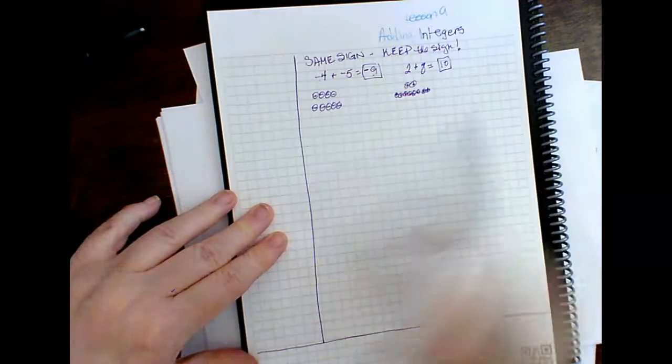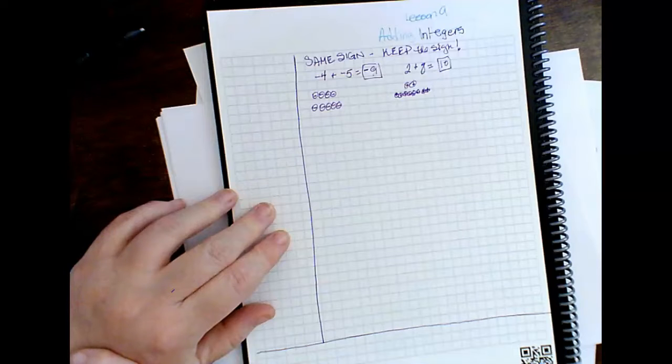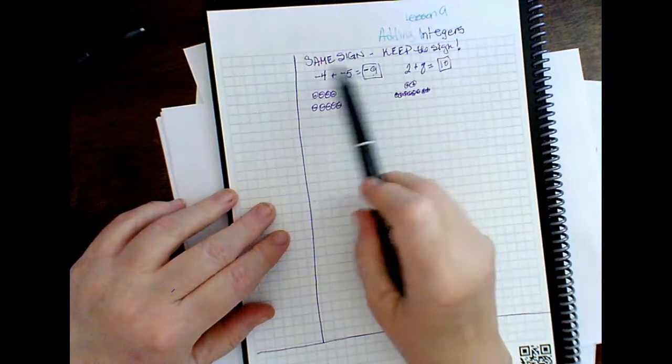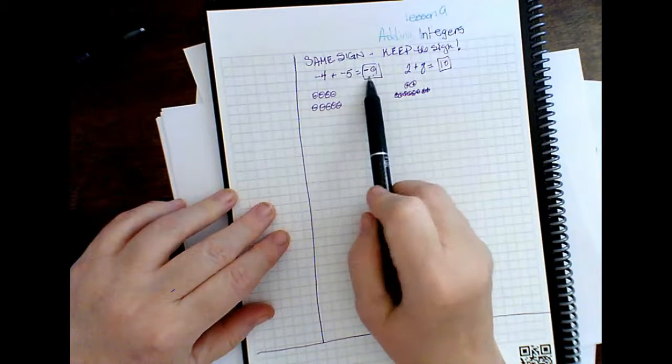Now, you're going, Miss, I don't need to do that. You'll see this strategy is going to come in handy when you have positive and negative that you're trying to add together. Okay? What you need to remember is if you have the same sign, you just keep the sign and add the numbers together.